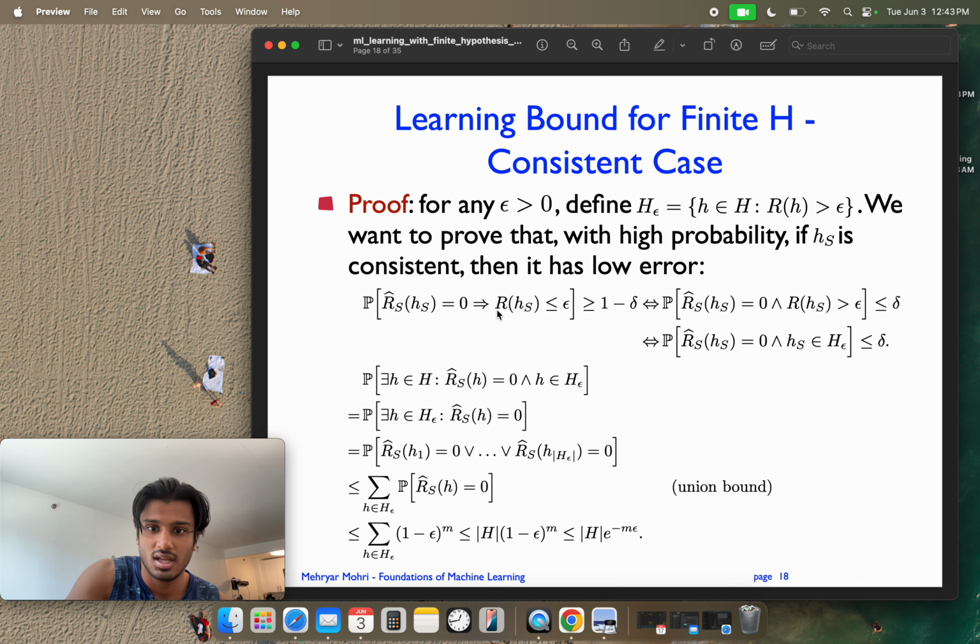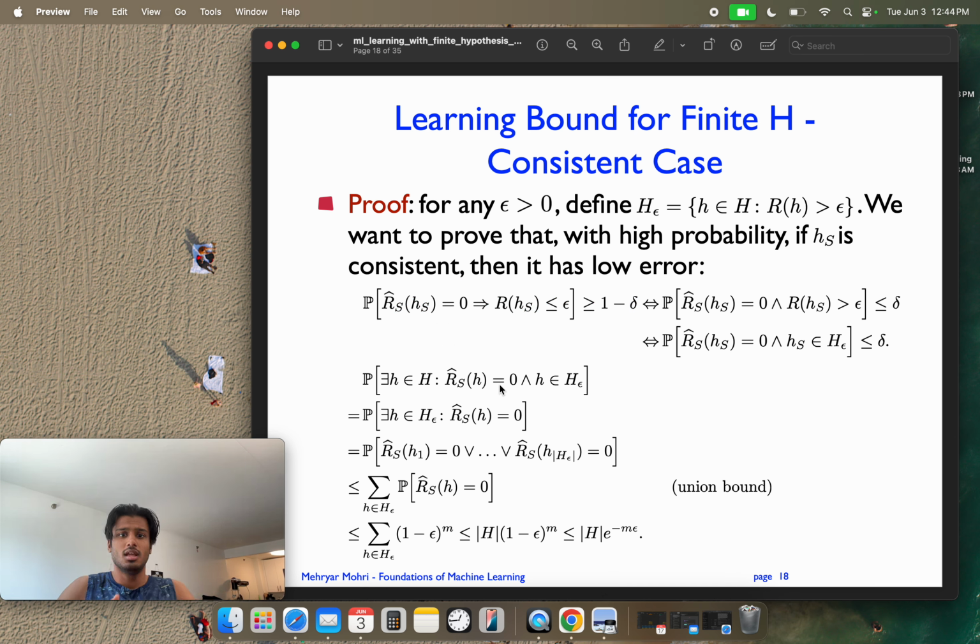All we did was flip this sign, and then this becomes less than delta and this becomes 1 minus delta of this entire statement. Or what we can say is that the probability that the empirical risk is 0 but the hypothesis belongs in this bad set. Let H sub epsilon be a bad subset of the hypotheses. So if the probability that the empirical risk is 0 and the hypothesis belongs to this bad set is less than delta, then we have a bound of such a form that with probability 1 minus delta, it has a real risk of less than epsilon.